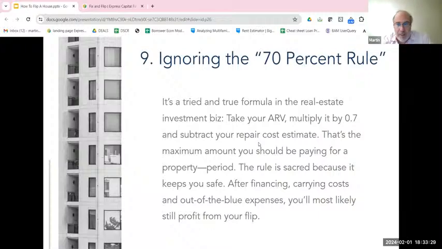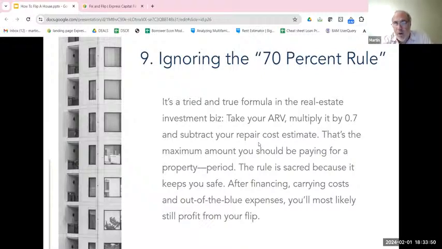So, ignoring the 70% rule. It's a tried and true formula in the real estate investment world. Take your ARV, multiply it by 70%, and subtract your repair cost estimate. That's the maximum allowed offer that you should be paying. And I'll go over that. That's called MAO, maximum allowed offer.